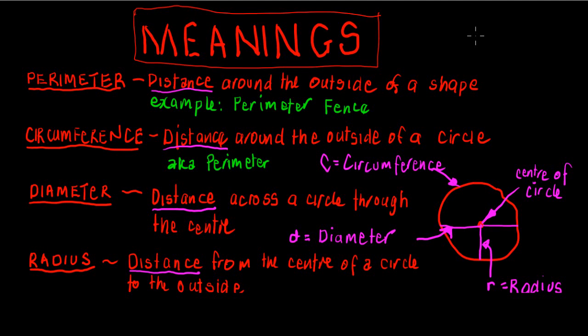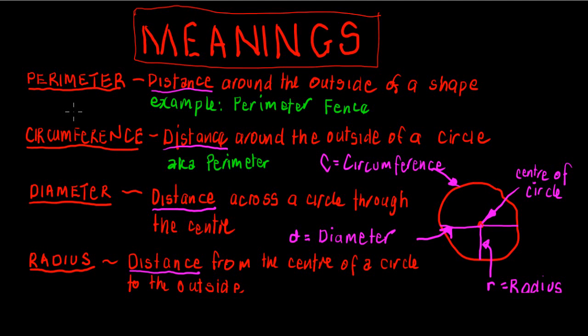So now let's have a look at circumference. You can see it's got "circum" in it, which indicates that it's possibly about the circle. The circumference is the distance around the outside of a circle and only a circle, nothing else. So you could call it, or it's also known as, the perimeter of the circle. It could be called the circumference.